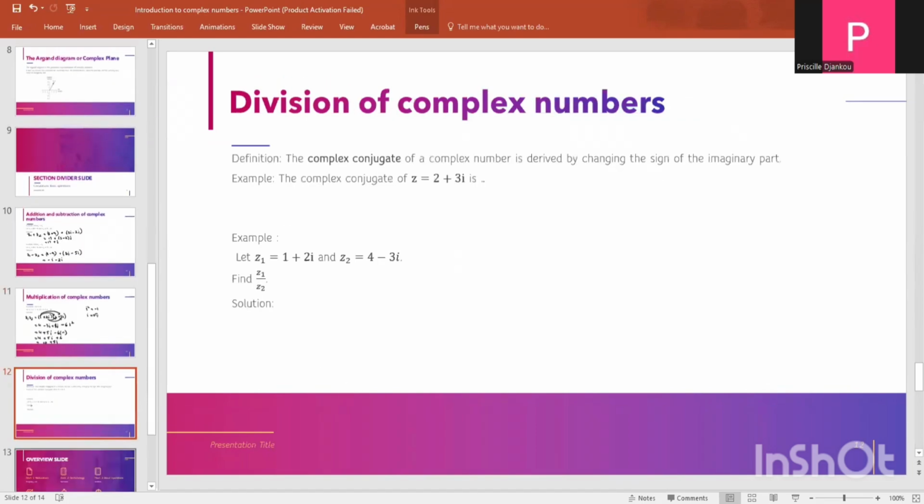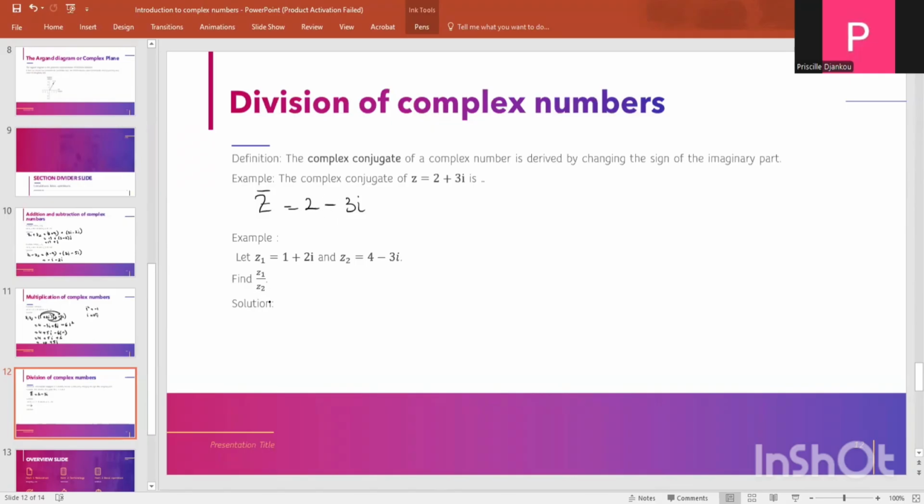For division, to see how we can divide complex numbers, it's very important to introduce what we call the complex conjugate of a complex number. It is that number obtained by changing the sign of the imaginary part. Consider, for instance, z equals 2 plus 3i. What is the complex conjugate? The complex conjugate is denoted by z bar equals 2 minus 3i, simply because the sign of the imaginary part here is a plus. Therefore, with the complex conjugate, we are going to have a negative sign in the middle.